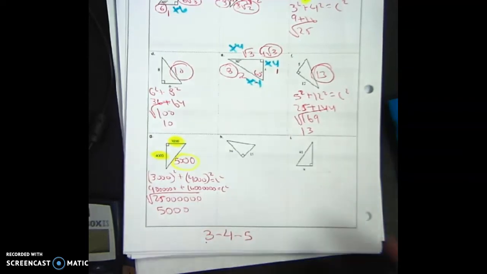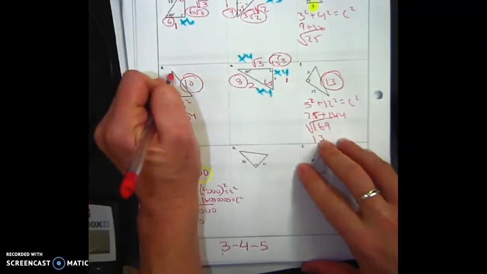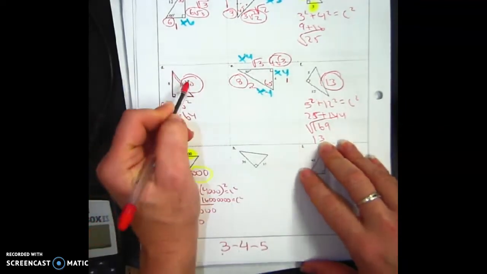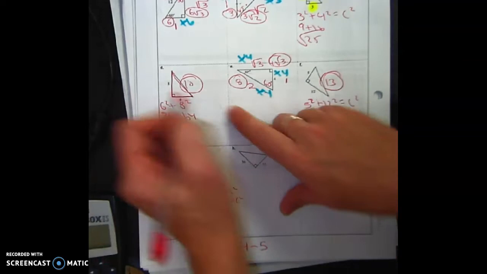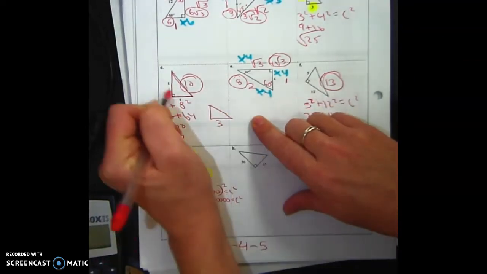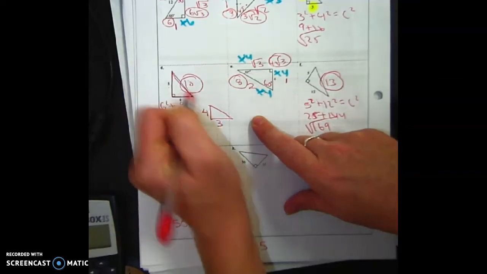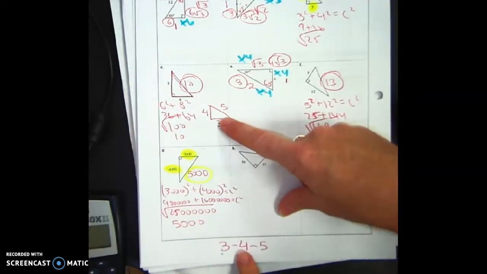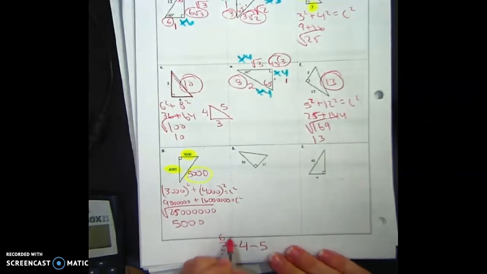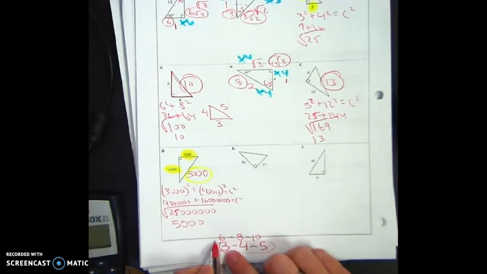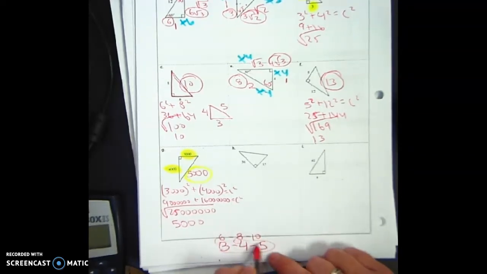I actually want to one-up it a little bit and come over here to the 6, 8, 10. Because this isn't 3, 4, 5, but I want to show you this: if I divided this by 2, and I divided this by 2, and I divided this by 2, it would be a 3, 4, 5. So in a sense, a 3, 4, 5 is a 6, 8, 10. So if I can memorize the 3, 4, 5, I can go times 2, times 2, times 2.